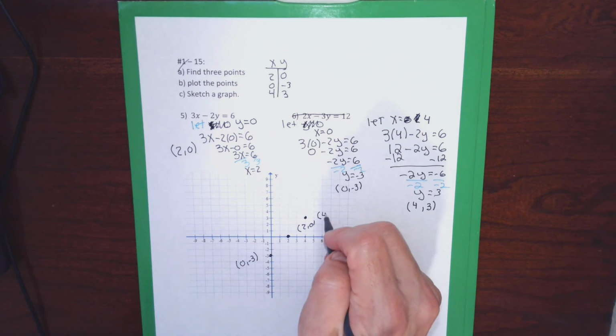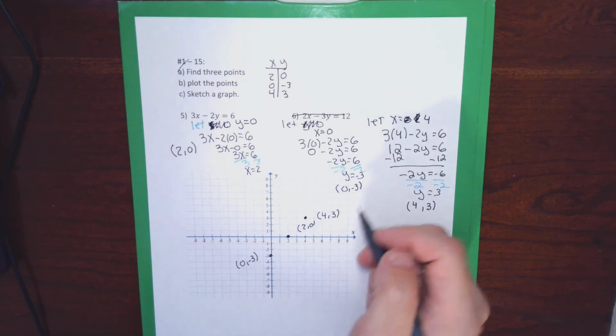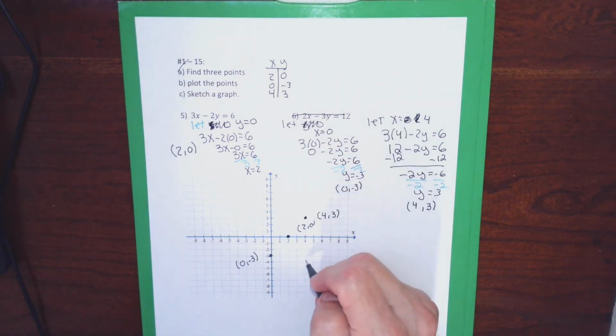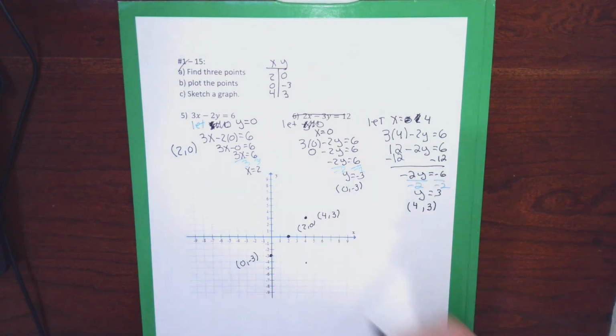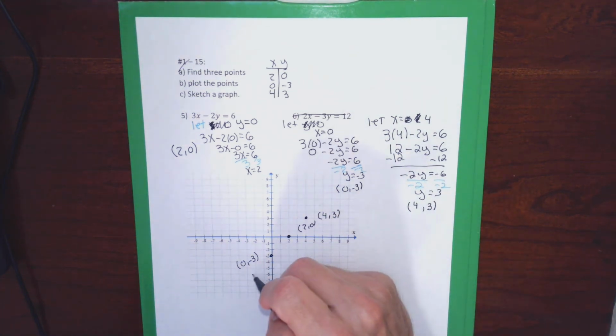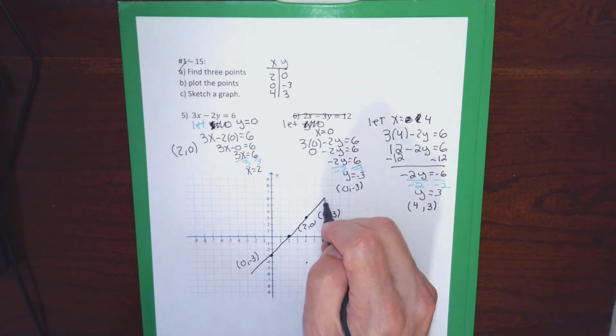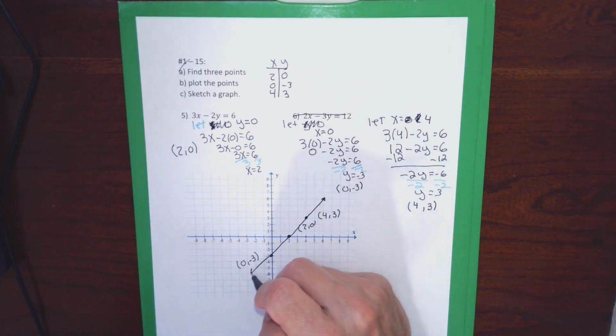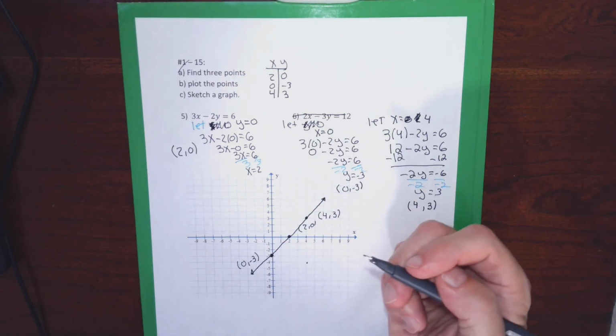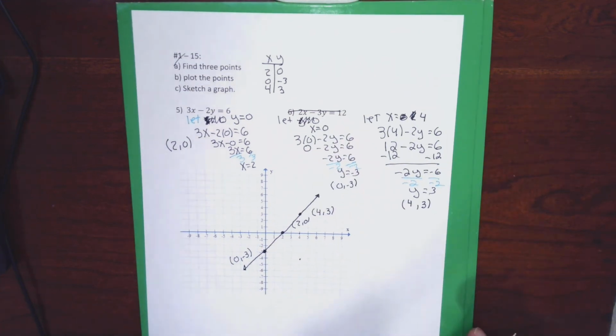You can tell you've made a mistake if the points don't line up. Like if my third point was down here somewhere and I get like a triangle, then I know that I've made a mistake on one of my points. You really technically only need 2 points to graph a line, but getting that third point gives you some assurance that you haven't made a math error along the way.